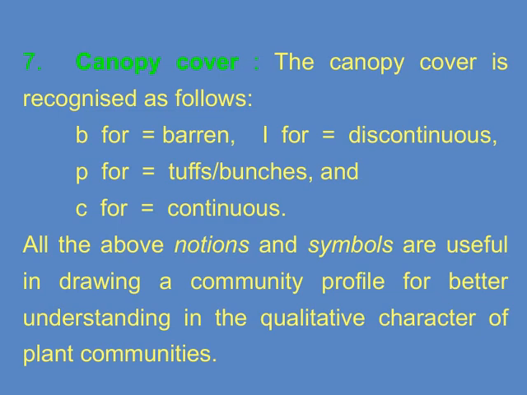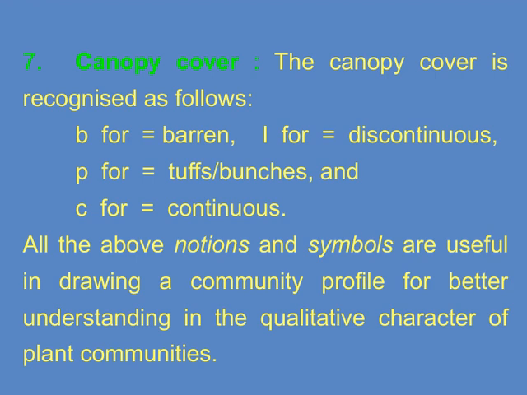Now let's talk about canopy cover and how we recognize it. When we describe canopy cover, we use specific symbols to represent different types. For example, a B indicates a barren area with little or no vegetation. An I stands for discontinuous canopy cover, meaning the vegetation is patchy or broken up. The P symbolizes tufts or bunches, which are small, clustered groups of plants. Lastly, a C represents continuous canopy cover, where the vegetation forms a uniform, unbroken layer.